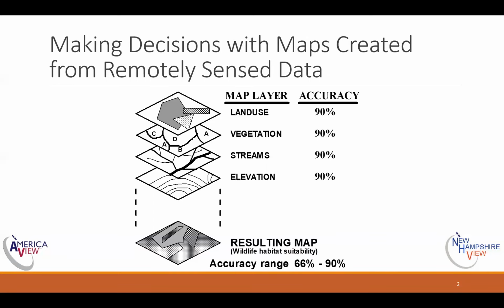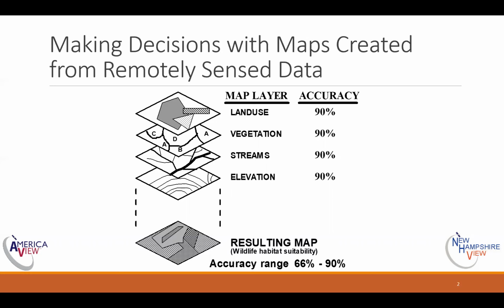Now, luckily, that's not the case. Those errors are certainly not independent of each other. What vegetation exists where has to do with elevation and has to do with streams, and what land use there is has to certainly do with water and elevation. There's a lot of relationships between these layers. Okay, so if we assume that the errors in the 4 layers were in exactly the same place, in other words, they were 100% correlated, then the accuracy of the resulting map would be 90%.